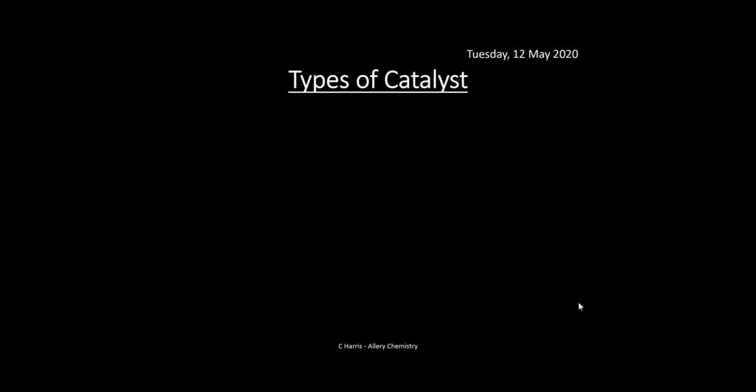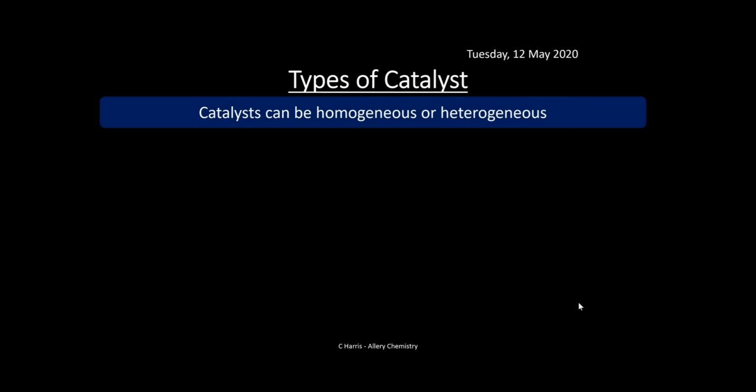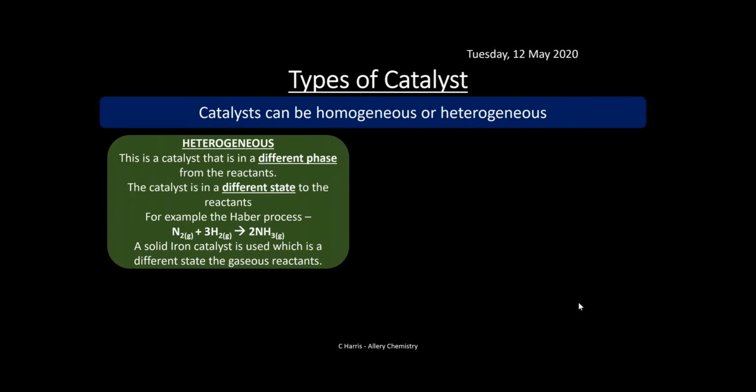Okay, so we're just moving on to the final part of the video. There's a few slides on this, but it's the final section. We're just looking at catalysts. So catalysts can be homogeneous or they can be heterogeneous. Heterogeneous is a catalyst that is in a different phase from the reactants. Hence the word hetero. The catalyst is in a different state to the reactants.